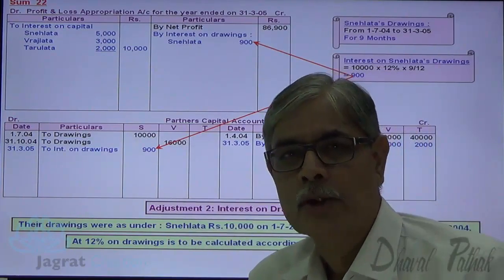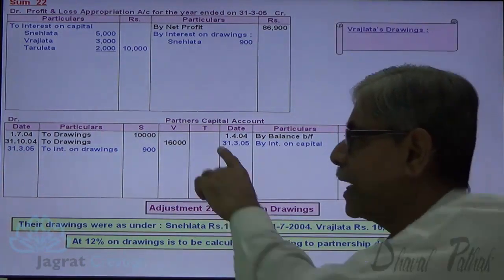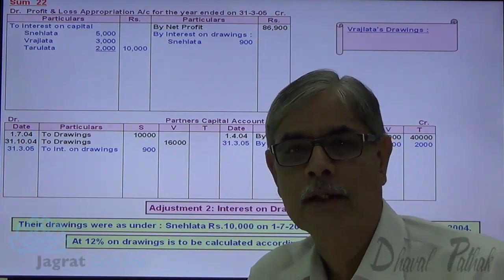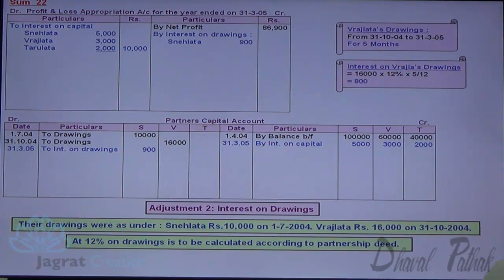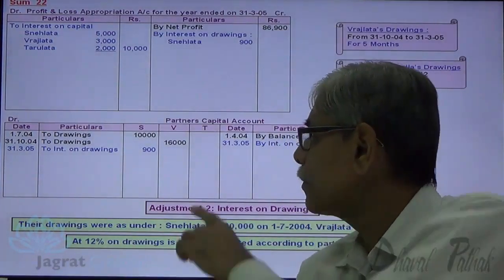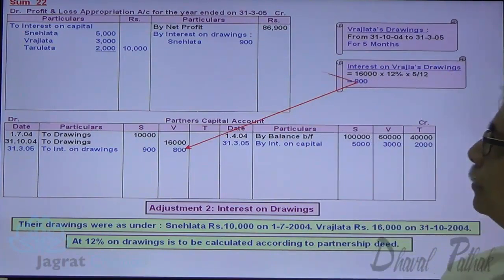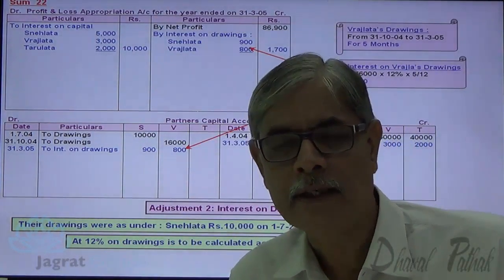Same way, let us work out the interest on drawings for Vratlata. Vratlata has withdrawn on 31st of October. So from 31st October to 31st of March 2005, number of months are 5. Interest on drawings is to be calculated 16,000 into 12% into 5/12. That works out to be 800. 800 is debited to the capital account and credited to profit and loss appropriation account. This is how interest on drawings is accounted for.